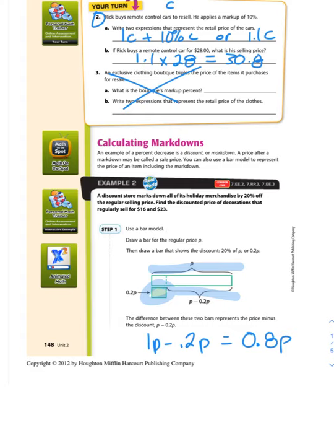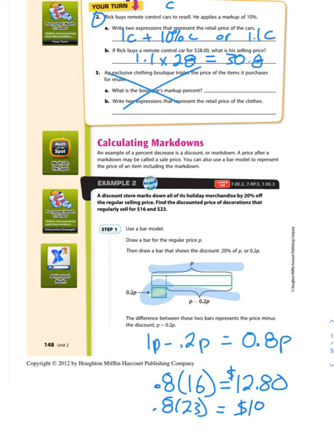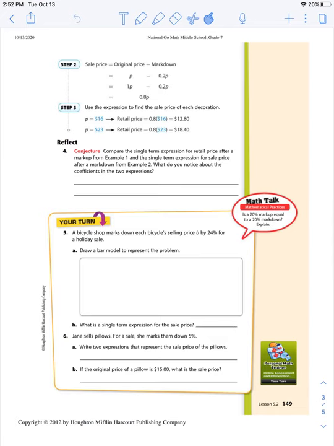All right, so now if we plug in 16 and 23, we have 0.8 times 16, which is 12.8 or $12.80. And when we plug in $23, we have 0.8 times 23, which is 18.4 or $18.40. And if you would like to see the textbook's detailed work, it is right there, same thing we just worked through.